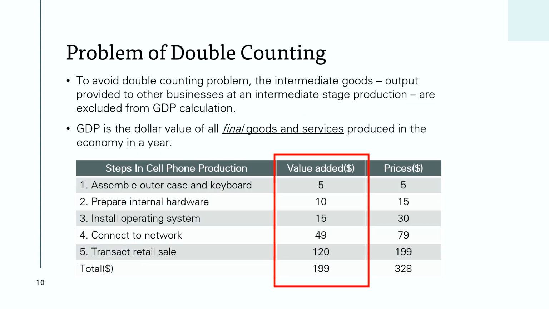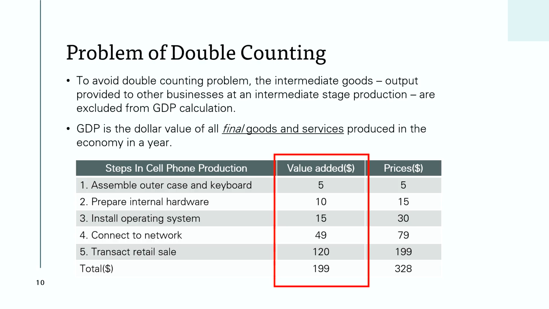One important issue in calculating GDP is double counting. If we counted intermediate goods, we could overstate GDP. To avoid this, GDP includes only the value of the final good, or we use the value-added method, which measures how much value each step adds. The table below shows an example using a cell phone.